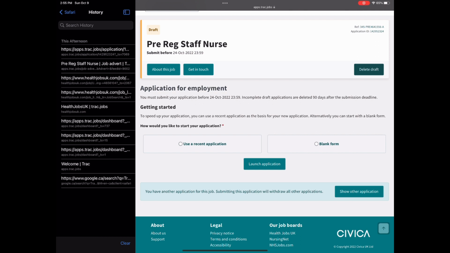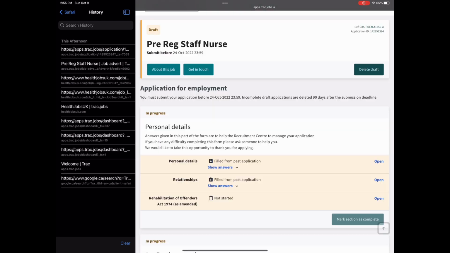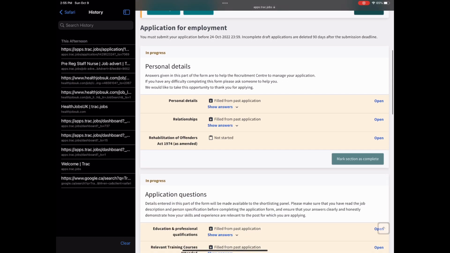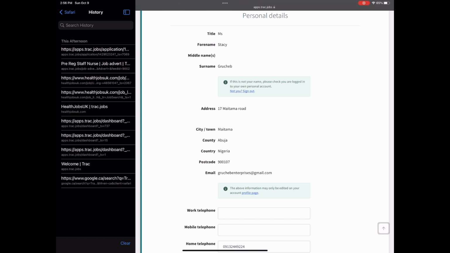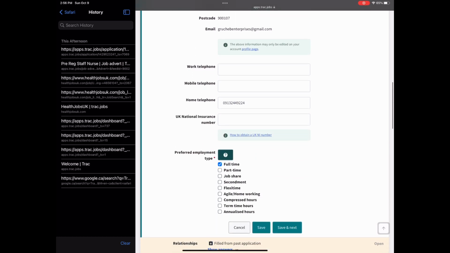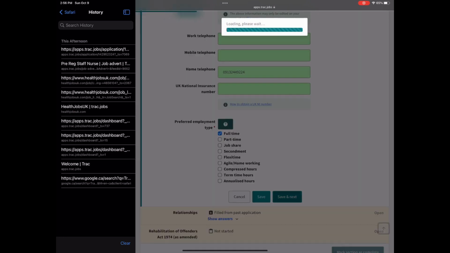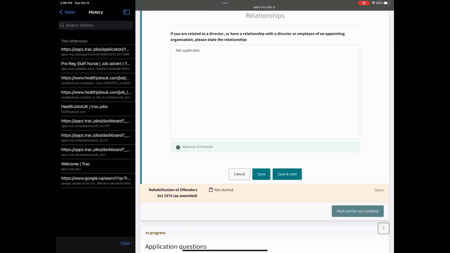Now, because I have a previous application, I'll be using a recent application. So I'll simply launch that application form. Now this is the first section that talks about personal details. And you notice that what you used in signing in is what you're seeing here. Now, always click full-time. They're not going to employ you if you're not applying for a full-time position. They're not going to sponsor you.